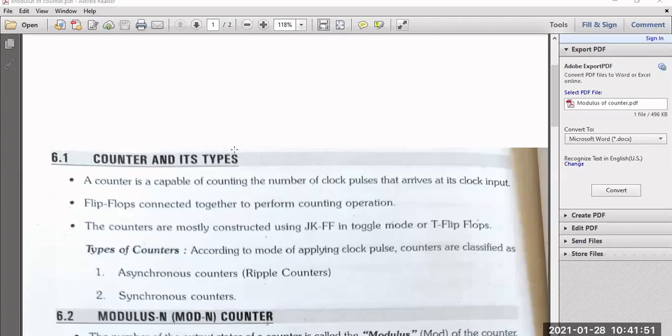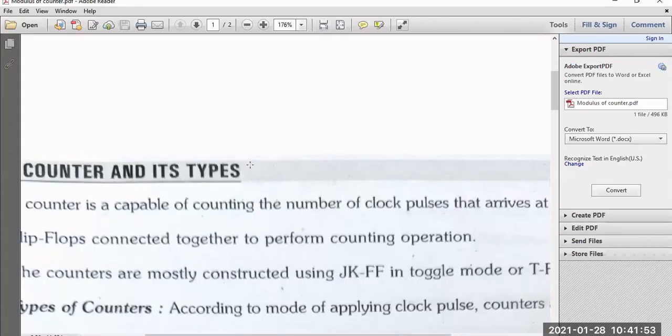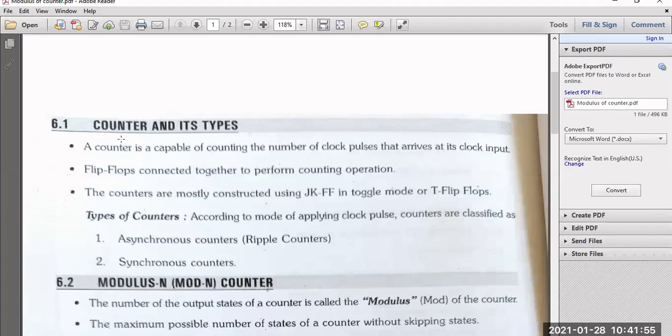So yesterday I discussed the different types of counters, and after that, this point only I have missed. That is, what is a counter? We have discussed: a counter is a sequential circuit which is capable of counting the number of clock pulses. Otherwise, a counter is a sequential circuit, a group of flip flops that are used to generate the counting sequence.